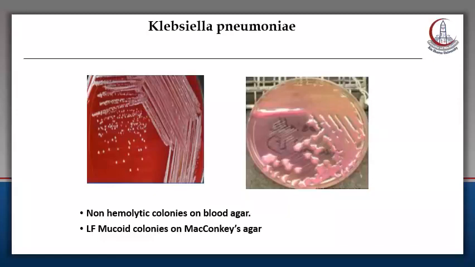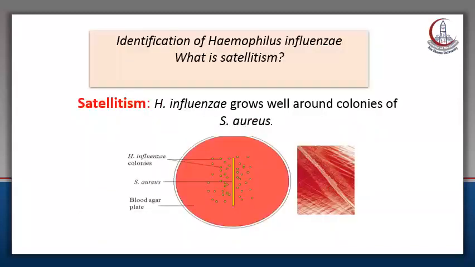And the next picture on the right side is the MacConkey agar with lactose fermenting mucoid colonies. This mucoid character for Klebsiella is very characteristic for the organism. If we see in our lab this mucoid appearance, we will definitely suspect Klebsiella pneumoniae.